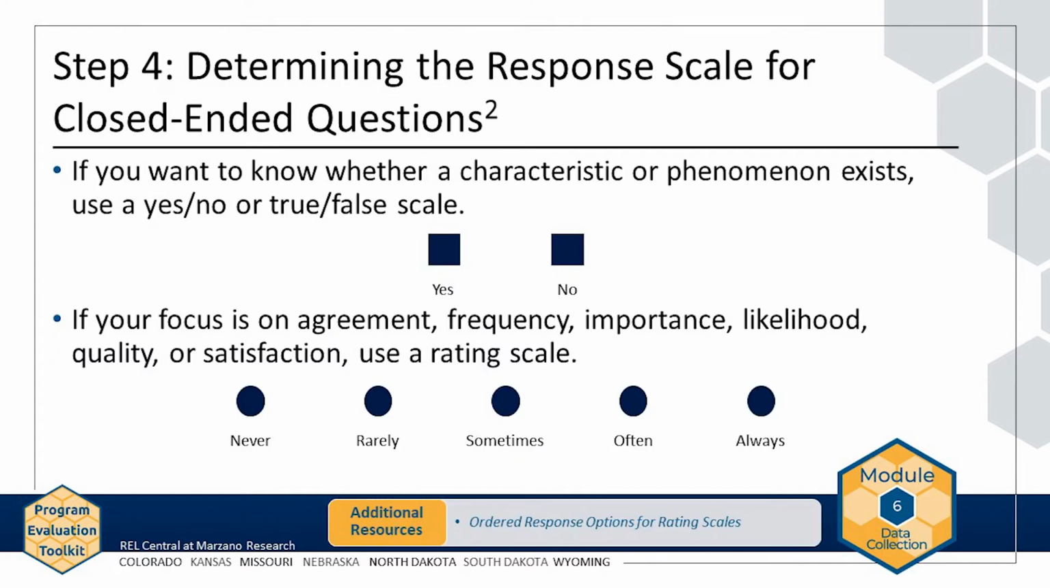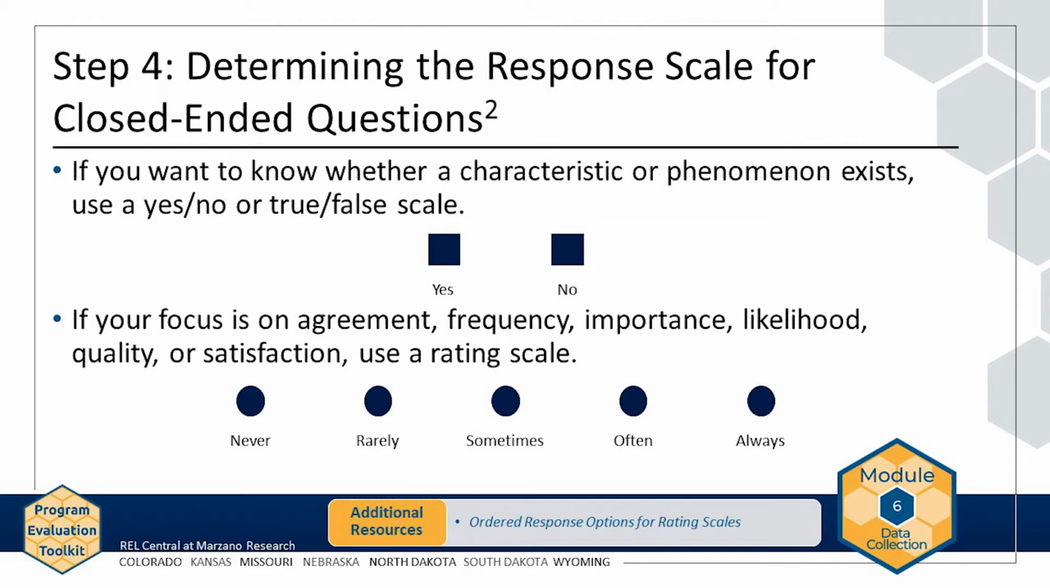If you decide to include closed-ended questions on your survey, choose which type of scale to use for responses. If you want to know whether a certain characteristic or phenomenon exists, consider using a yes-no or true-false scale. For example, the AMP evaluation team may want to ask parents if they know what the acronym AMP stands for and include a yes-no scale.